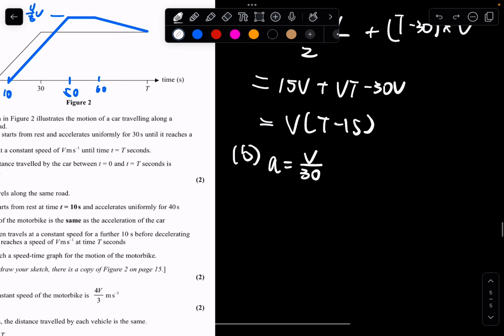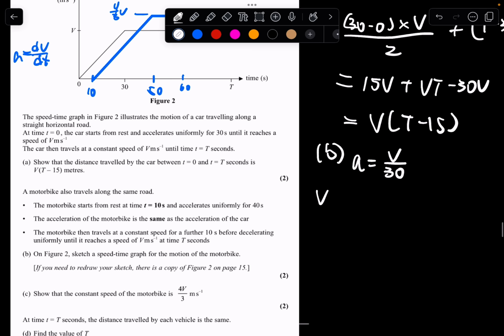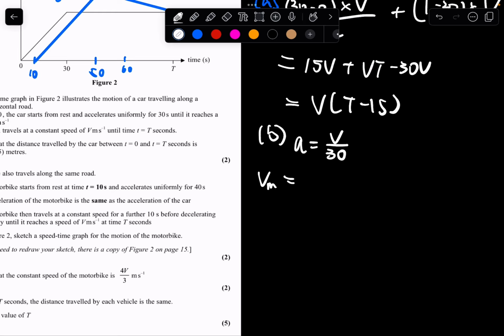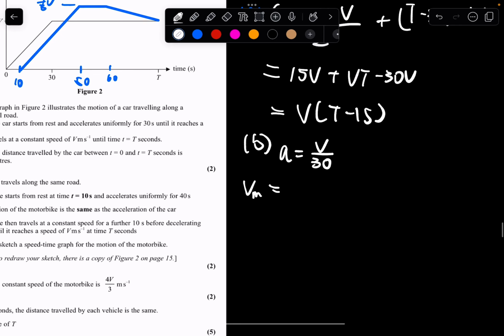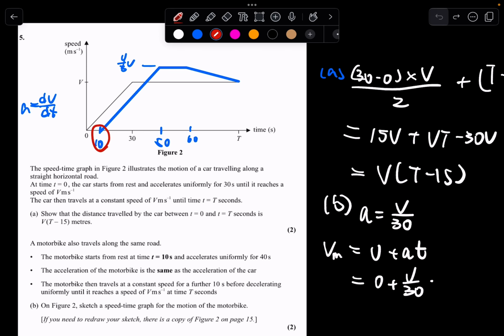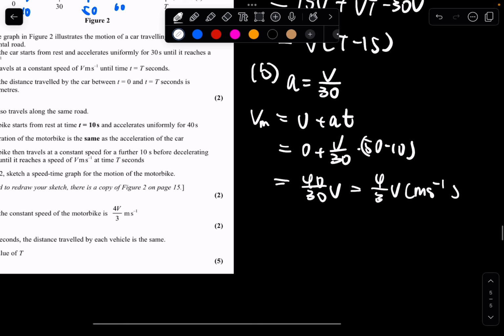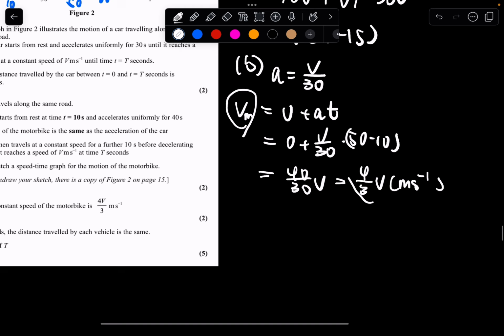Then we can find the velocity for the motorbike. Let's just call it Vm. Vm will equal u plus at, where u is the initial speed. Initial speed is 0, right? And the acceleration is v/30. The time here is 10 to 50 seconds, right? So I would write 50 minus 10. That would be 40/30 v, which is 4/3 v m/s. So we have shown that the velocity of the motorcycle is 4/3 v.